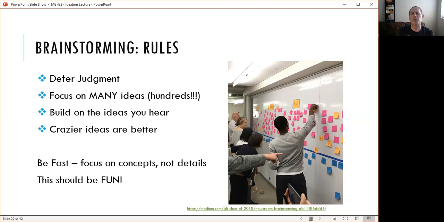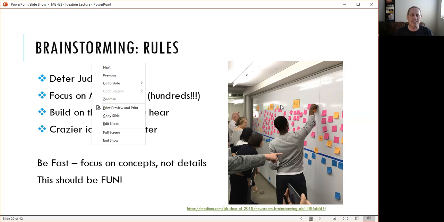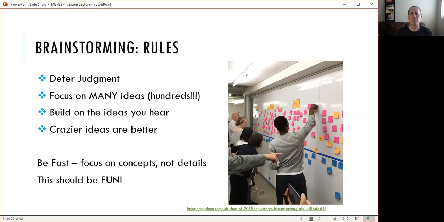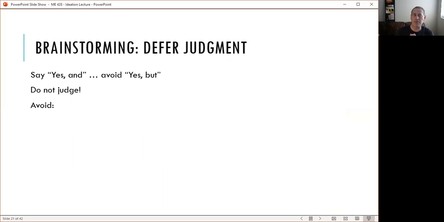And then lastly, crazier ideas are better. Try to be wacky and wild with this. Number one, it's fun to do, and it generates more ideas, because you're thinking of crazy ones, you're specifically not evaluating. So that's our goal here. So those are the 4 ideas, our 4 rules. Defer judgment, focus on many ideas, give yourself a numerical target, build on the ideas you hear, and focus on getting crazy ideas. Okay, this should be fun, remember.